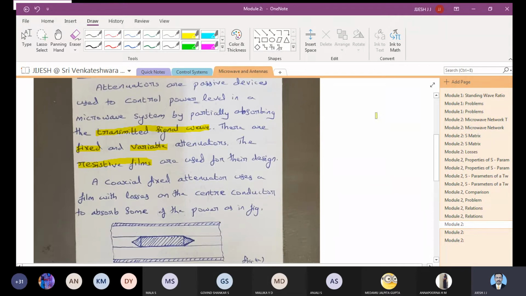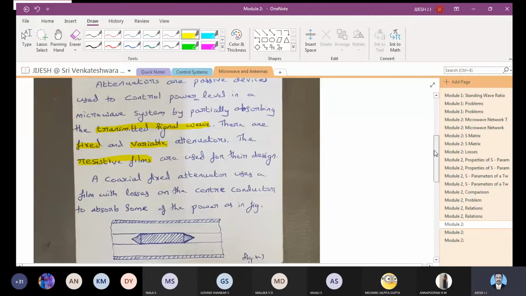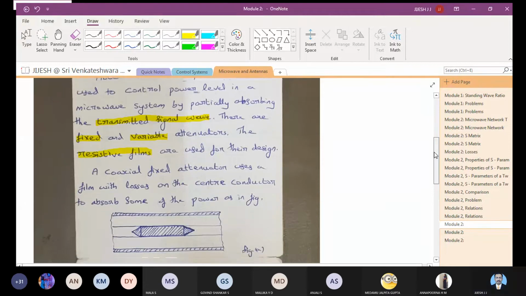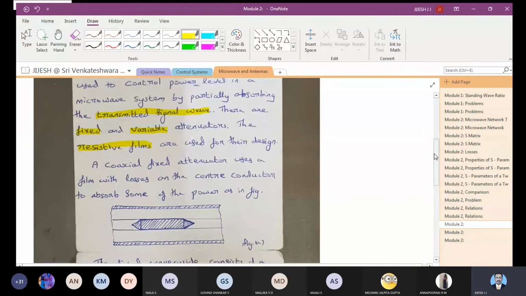If you have completed till the design point, have you completed? Just respond to me, or you are still writing it. Wait. Okay, I'll wait for some more time.